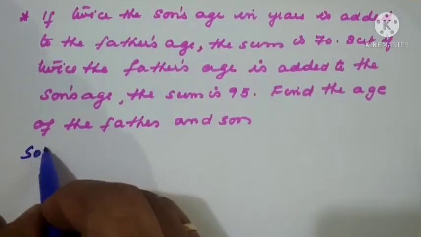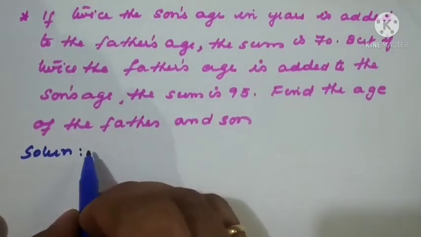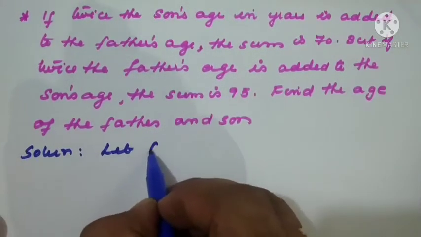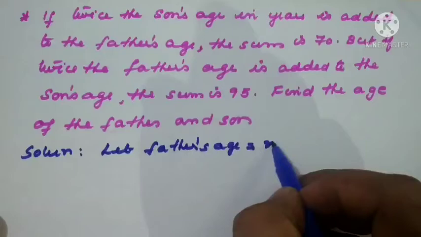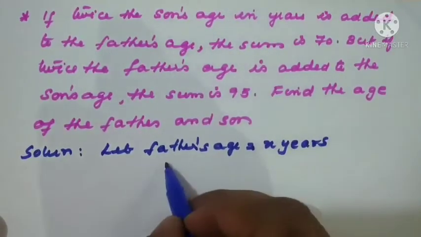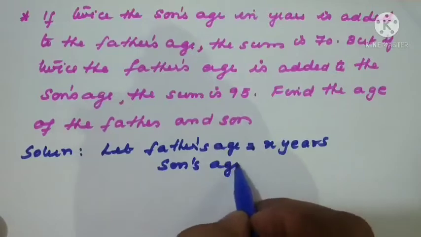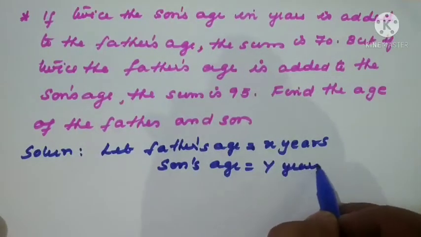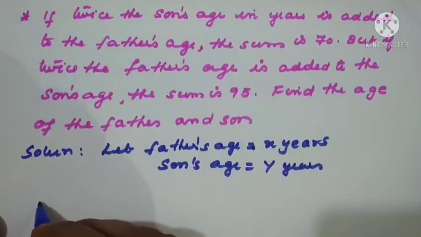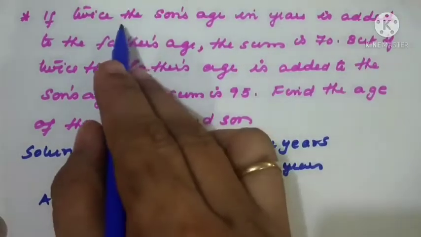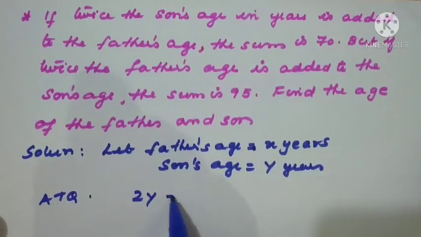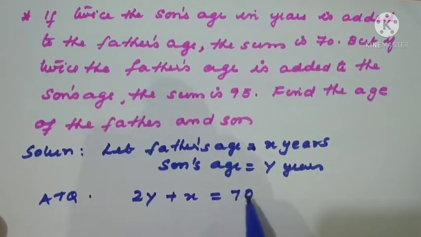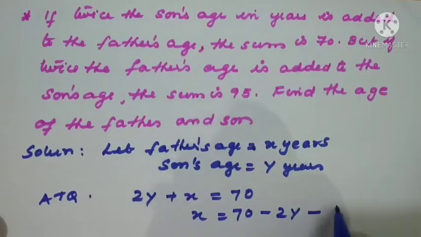So we can take, let the father's age equal x years and son's age equal y years. According to the question, twice the son's age, so 2y, is added to father's age, x, then their sum is equal to 70. So what is x here? x equals 70 minus 2y, equation number 1.